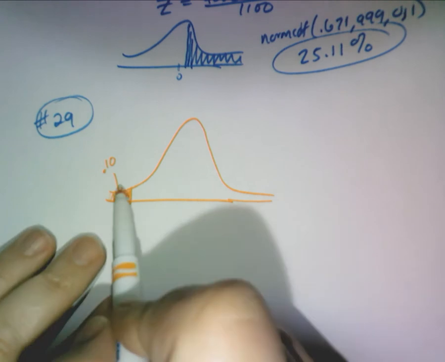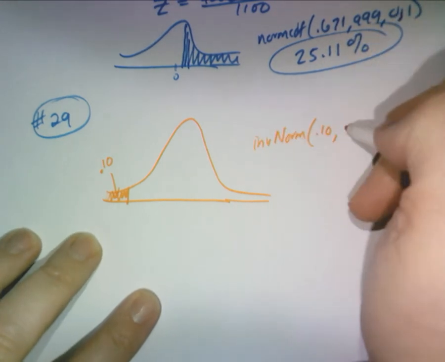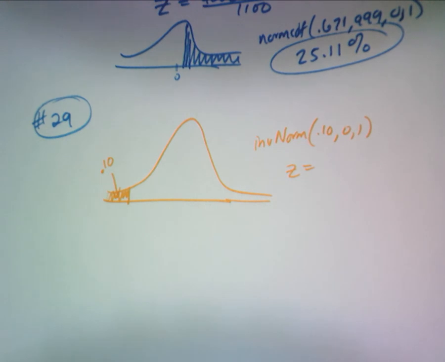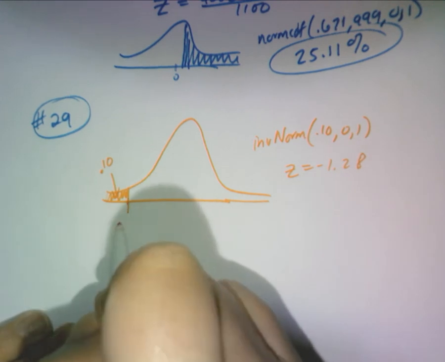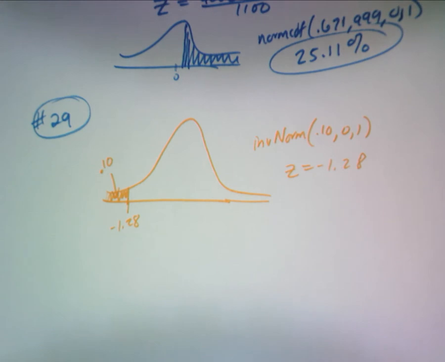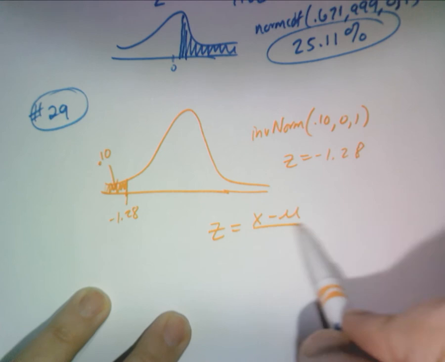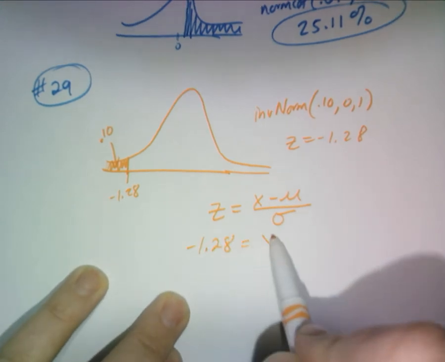So now I go to my inverse norm. I do 0.1001 because it's already a left-sided distribution, and I let the calculator do all the work for me. What's Z going to be? Negative 1.28. That is your Z, but you actually need to find the actual number using the formula. Z equals X minus mu over standard deviation. We have our Z. We don't know our X.